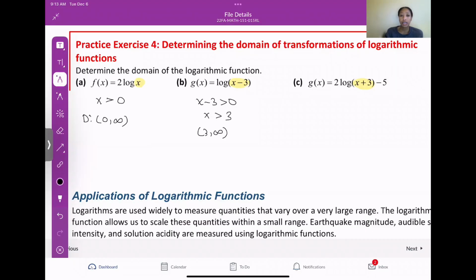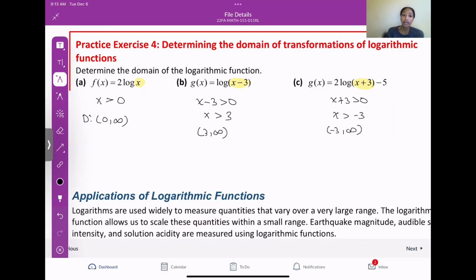Similarly, for part C, we don't just have x, we have an x plus 3 that we're taking the logarithm of. So that x plus 3 has to be greater than 0. That means x can be any number greater than -3. So our domain is -3 to infinity.